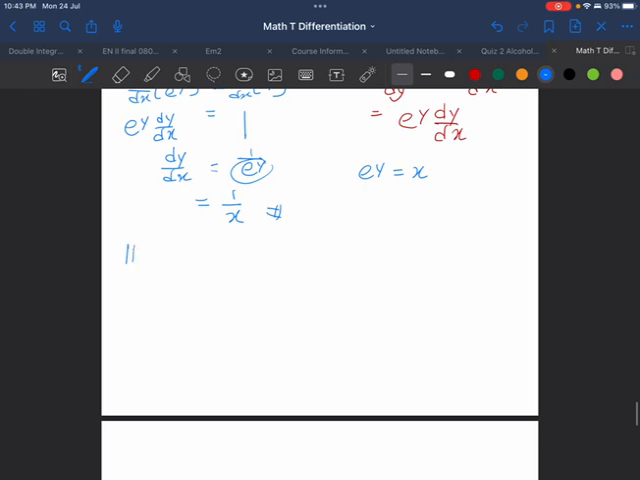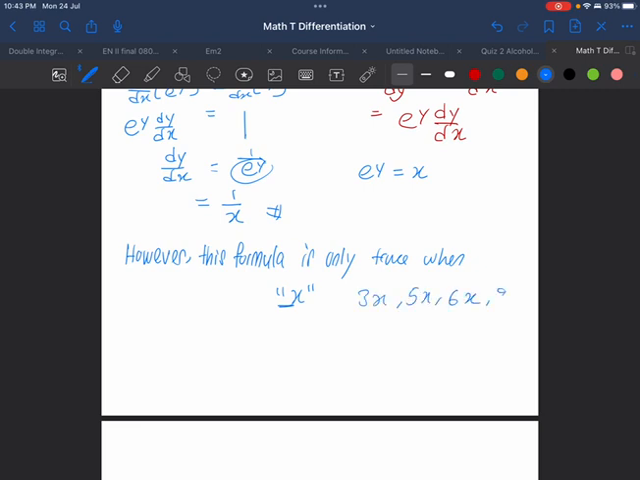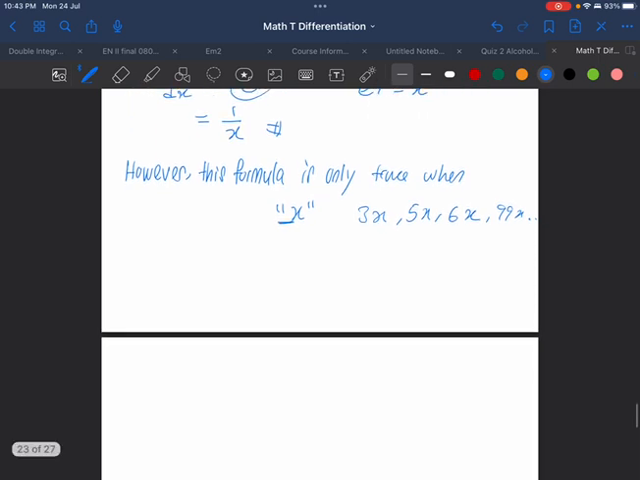However, this formula is only true when there is no other constant with x, like 3x, 5x, 6x, 99x or something. That one we will discuss further later. So yeah, I will discuss it now.